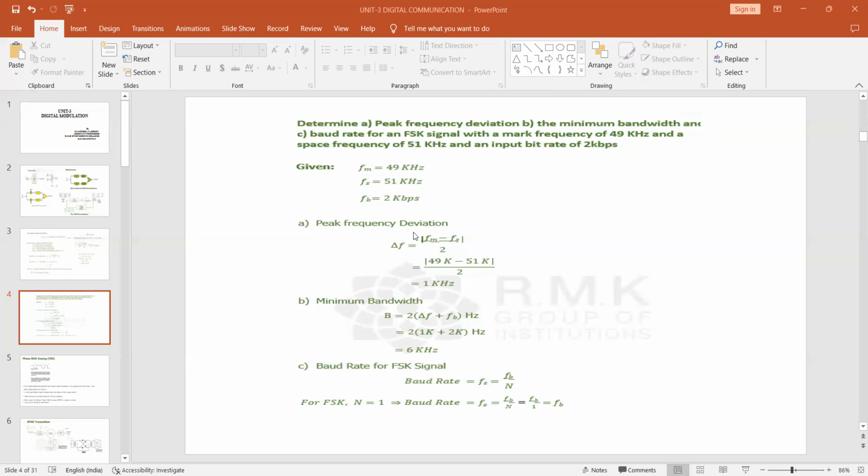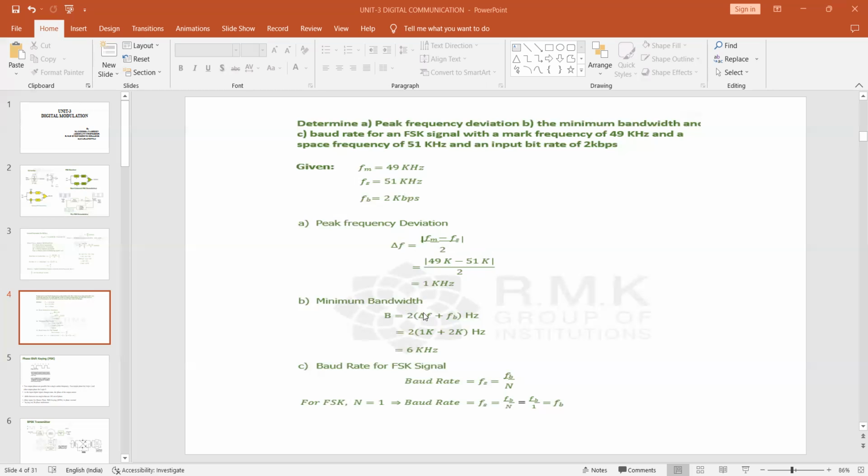What is the formula for peak frequency deviation? Del F is equal to modulus of FM minus FS divided by 2. While substituting directly 49 kilohertz minus 51 kilohertz, since we are using modulus, minus is not an issue. We obtain 1 kilohertz.